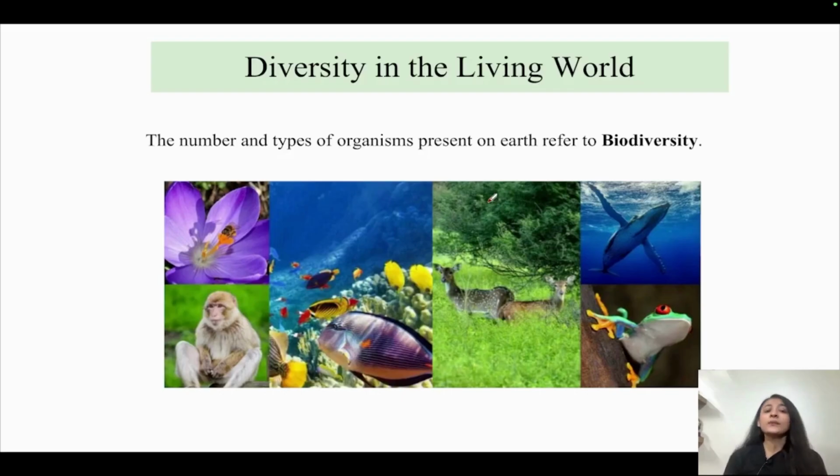So, diversity in the living world. What is biodiversity? Bio means life and diversity means forms. So biodiversity literally means the different types of life forms that are present on the planet Earth. The number and the types of organisms that are present on the Earth are collectively called the biodiversity of Earth. As you can see, Earth has a plethora of different kinds of organisms.